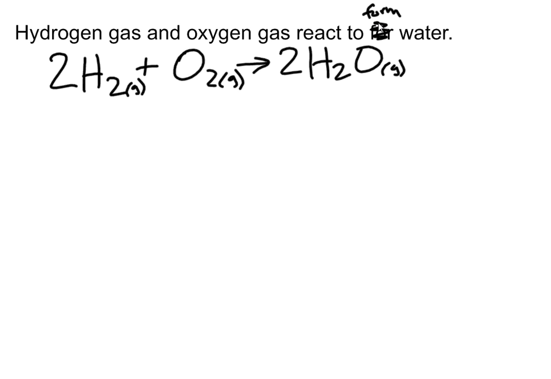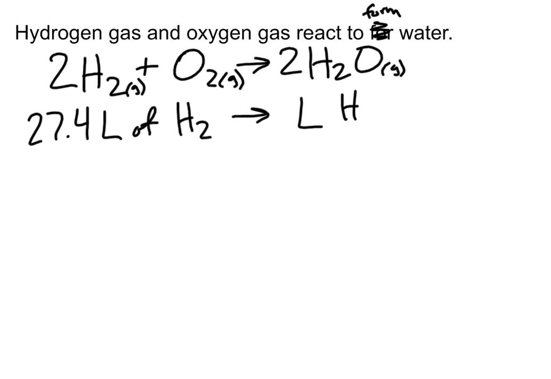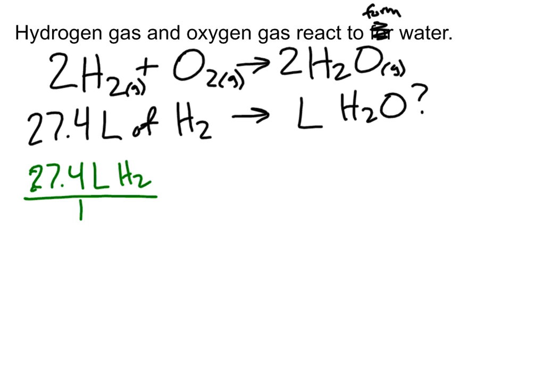and let's pick a number. I have 27.4 liters of hydrogen gas. And I want to know how many liters of water vapor I can make based on that. So, pretty simple. Start with what I'm given, which is 27.4 liters of H2, over 1.